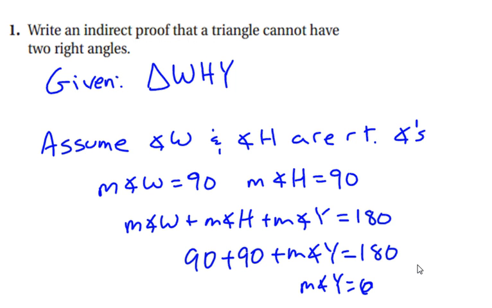If the measure of angle Y equals 0, then we don't have a triangle because we don't have that third angle. Therefore, it must be true that a triangle cannot have two right angles. And there's a number of different ways to go about that, but that's the main idea. And of course, I didn't put all the reasons in, but I just wanted to give you a feel for how that might all work.